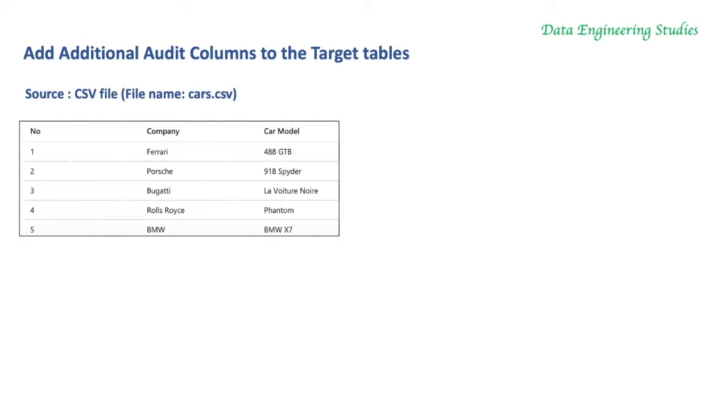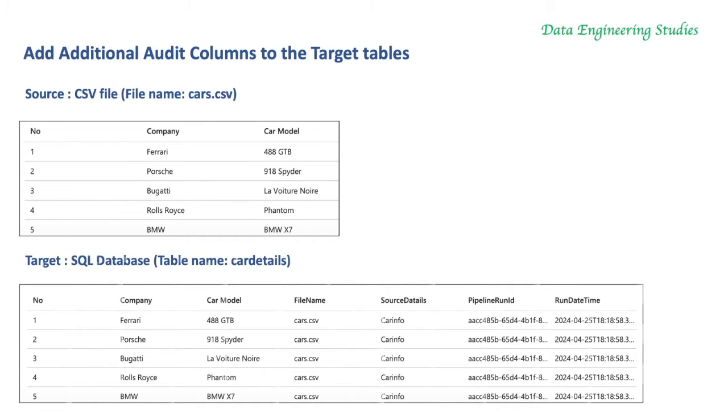Hello everyone. In this video, we are going to see an interesting Azure use case. The use case is to add additional audit columns to the target tables. You have a source file cars.csv which has three columns: number, company name, and the car model. Your objective is to load this data to an Azure SQL database.